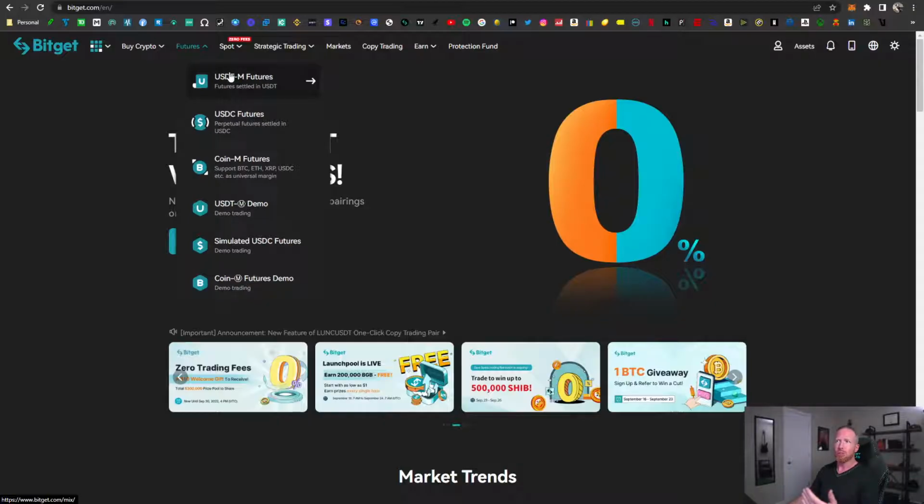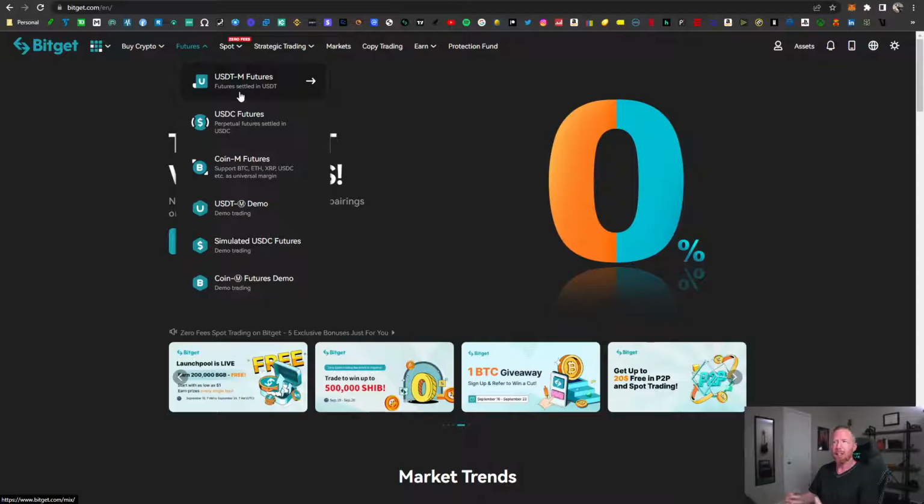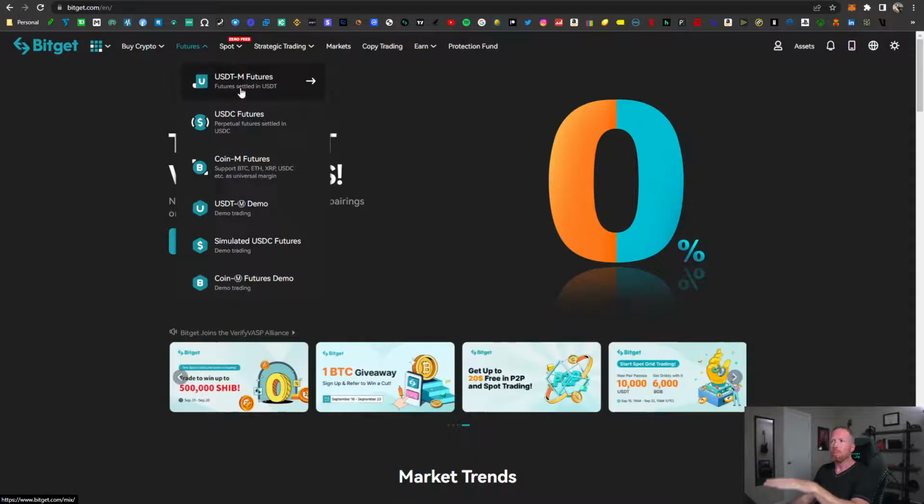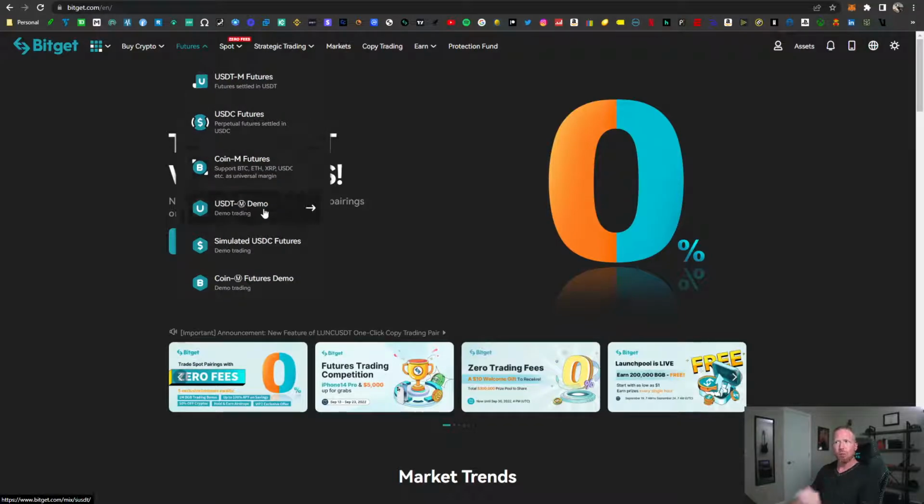Normally, if you want your futures to be settled in USDT, which I typically recommend and is my preferred method, you would select the first option here. The second option is USDC, if you prefer that coin, and there are other options too. What we want to focus on today is just USDT demo trading.